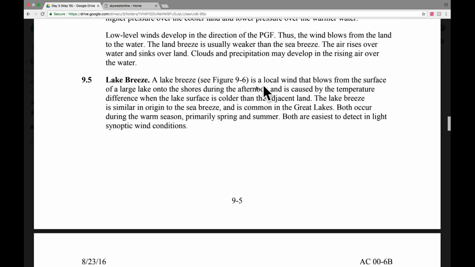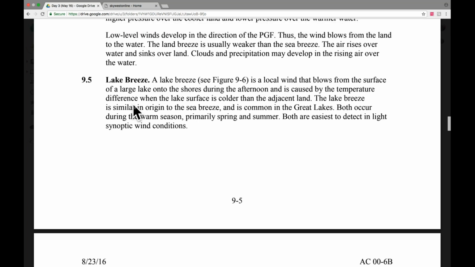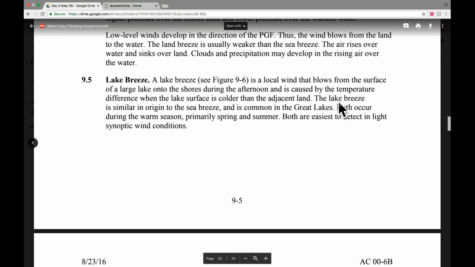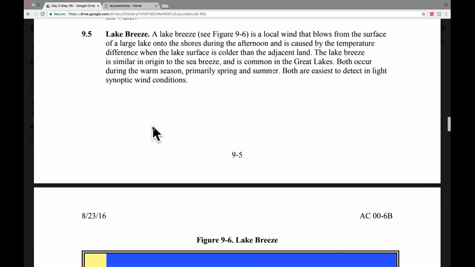So a lake breeze is a local wind that blows from the surface of a large lake onto the shores during the afternoon and is caused by temperature difference when the lake's surface is colder than the adjacent land. So just like the sea breeze, but a big lake causing this. Like I said before, it's most common in the Great Lakes area. Both occur during the warm season, primarily spring and summer. Both are easiest to detect in light synoptic wind conditions.